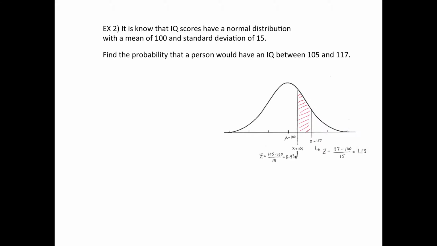Again, I'm using this example of IQ scores. This time though, what is the probability that a person's IQ would be between 105 and 117? So here's what the picture looks like. We've got in the middle of the picture, again, the mean equals 100. Just to the right of that is 105. And then we need to do the z formula. We end up with a 0.33 there. Over here is the 117 with the shading in between the two. Do the z formula, we get a 1.13, and now we need table A2.